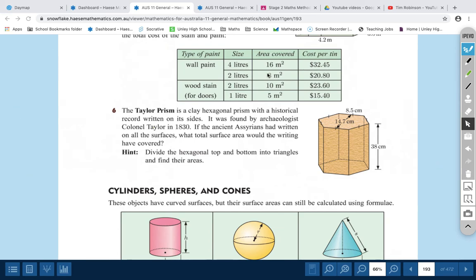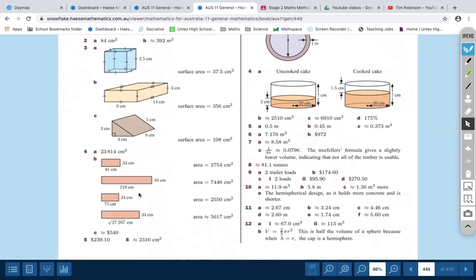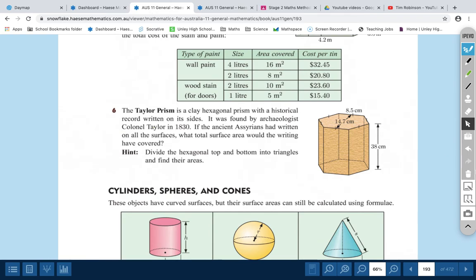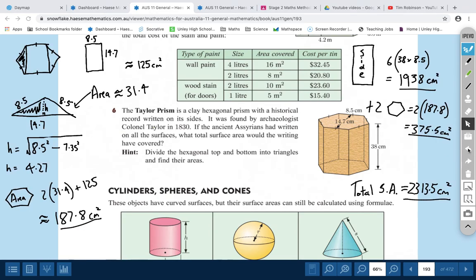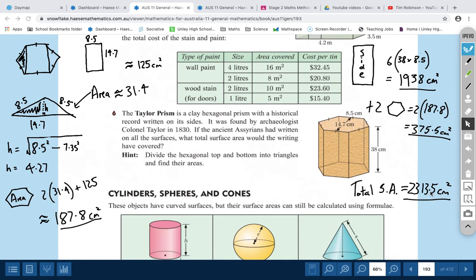2313.5. What's the book got? This is question 6. Well, they said approximately 2310. Right, so they've rounded to the nearest 10 for that question. And yeah, that's acceptable, okay? So like I thought, there was a bit of approximating going on there. If it was me, I'd just leave the answer like this, unless it tells you. Does it say to write to the nearest 10? Not really.